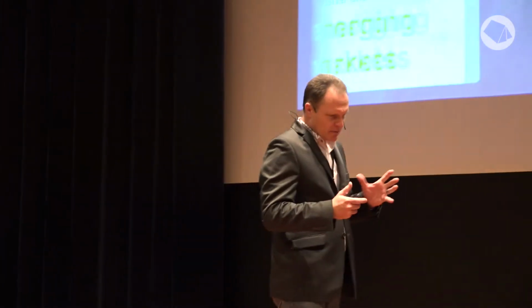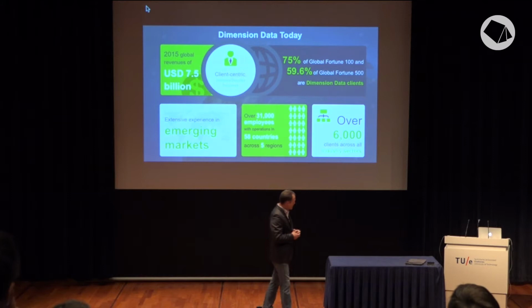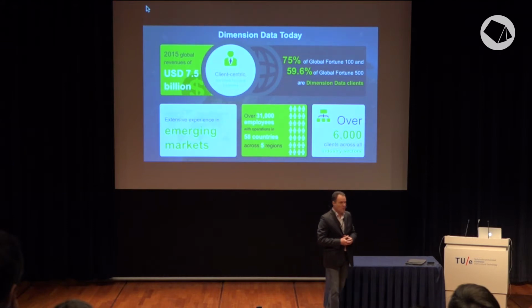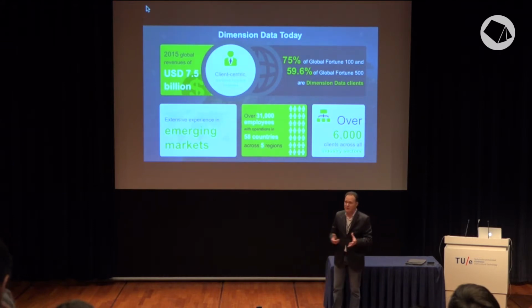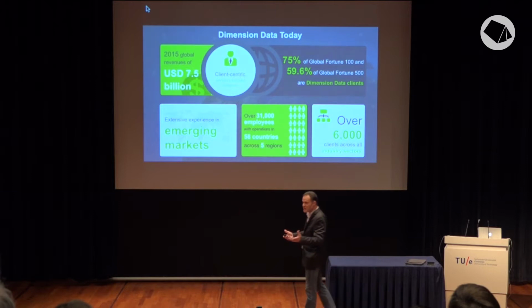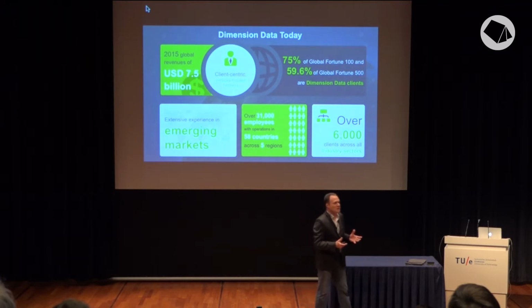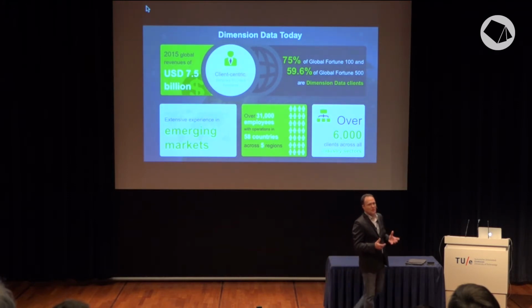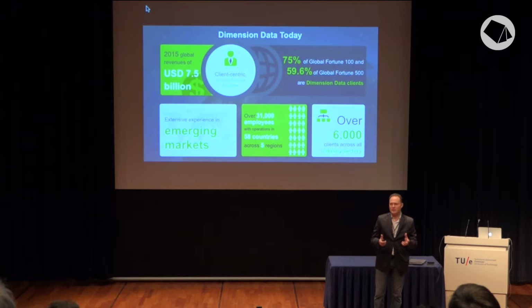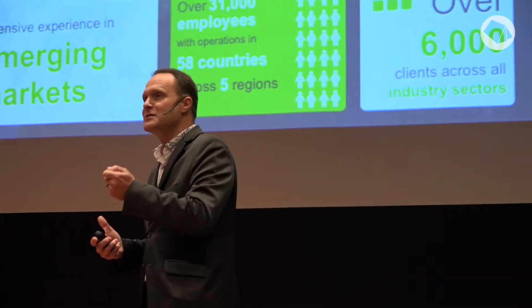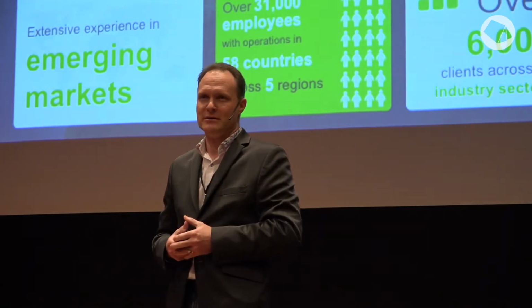So Dimension Data, a bit of an overview of what we do. You'll see the slide on the screen. We have approximately 6,000 odd clients globally. We also have 31,000 employees, technicians, that service these clients globally across the world. So just those numbers in itself paints a good picture of the size of the challenges we have if we want to introduce any form of standardization and standardized services to our clients.